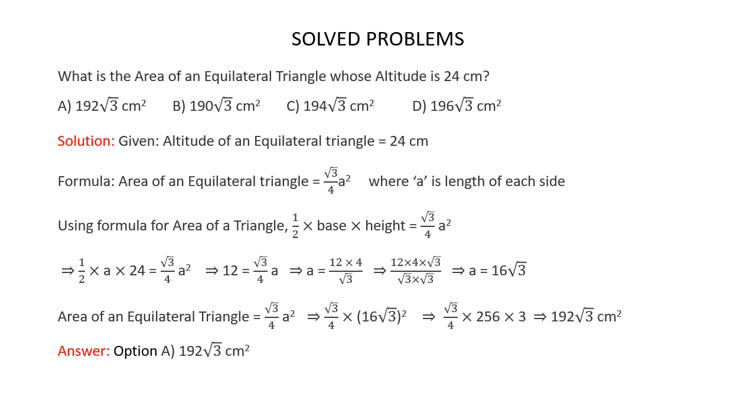Now that we know the value of A, let's substitute the value of A in the formula for area of an equilateral triangle. So we know that area of an equilateral triangle is equal to root 3 by 4 multiplied by A squared, which means area of the equilateral triangle is equal to root 3 by 4 multiplied by 16 root 3 the whole squared. On solving this, we get the area of the equilateral triangle as 192 root 3 centimeter squared. So the correct answer is option A, 192 root 3 centimeter squared.